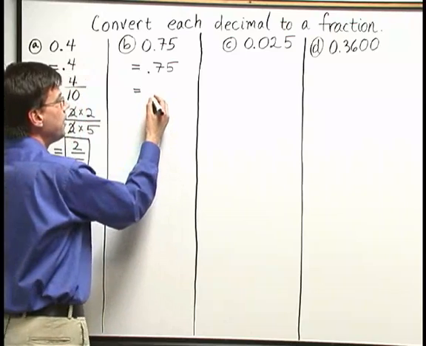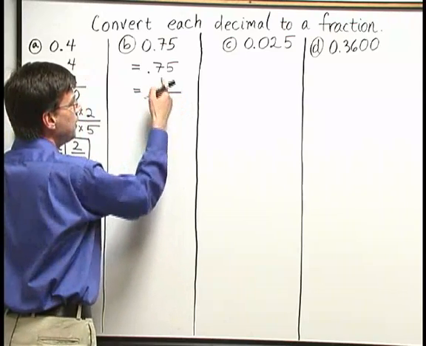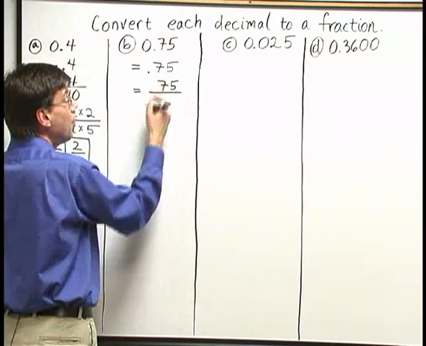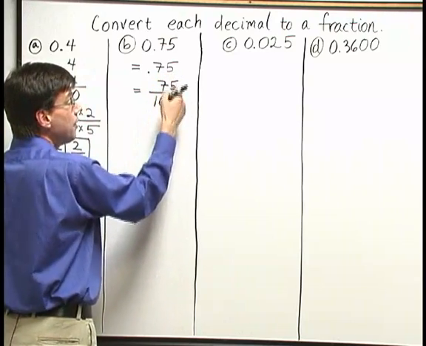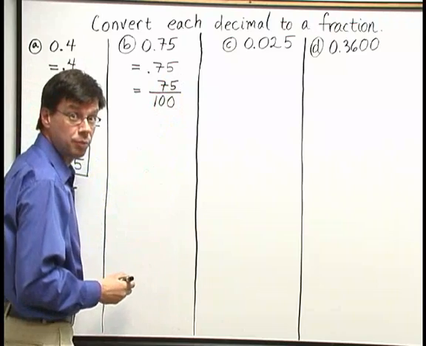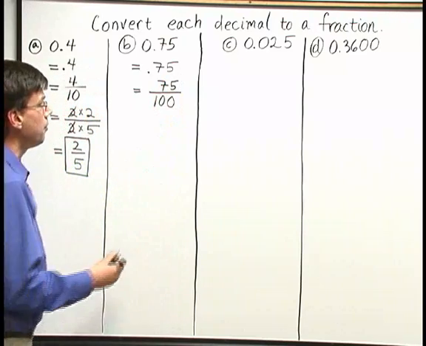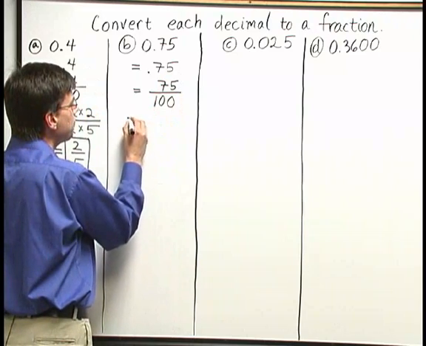So we can rewrite this decimal as a fraction 75 over 100 because the 5 is in the 100ths place of the decimal. Now let's reduce 75 100ths to lowest terms.